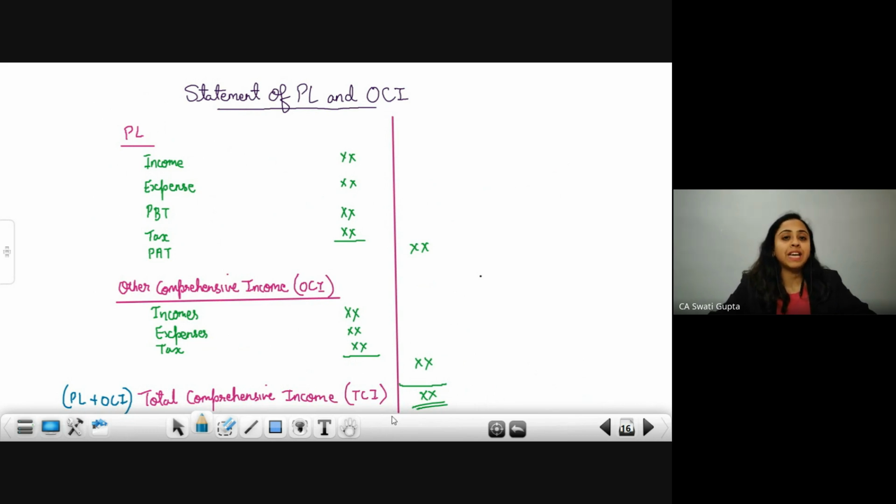The total of PL and OCI is known as TCI, total comprehensive income. Keep in mind, register this.